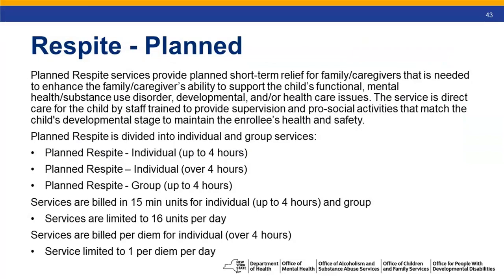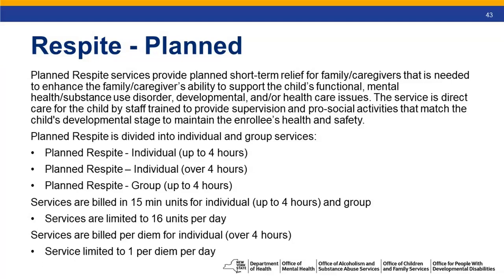So one of the other respite services is planned respite, a service that provides planned short-term relief for family caregivers that is needed to enhance the family caregiver's ability to support the child's functional, mental health, substance use disorder, and so forth needs. This service could be provided in individual and/or group services, so it's important to note that. There are two individual versions, divided by how many hours. You have planned respite individual that goes up to 4 hours, and planned respite individual that goes over 4 hours. You also have a planned respite group that allows it to go up to 4 hours. So again, pay very close attention to that breakdown when we talk about planned respite.